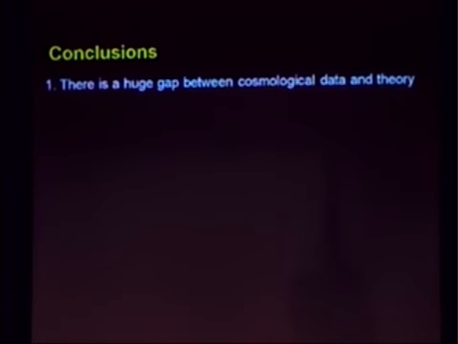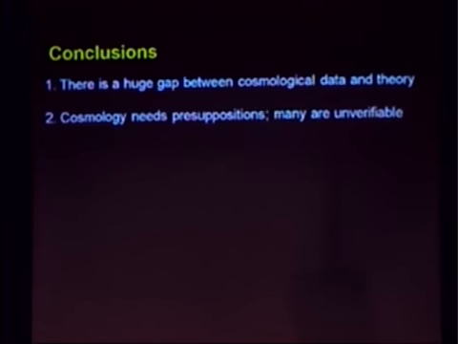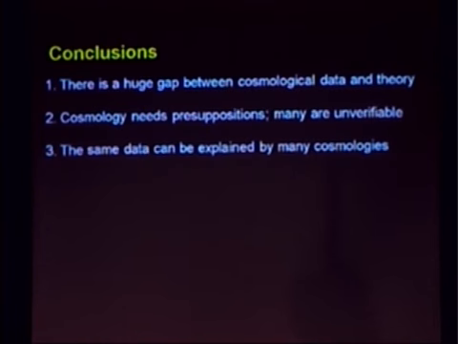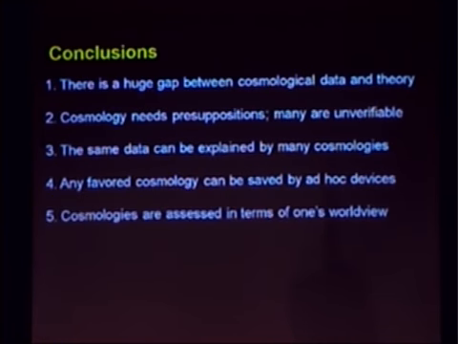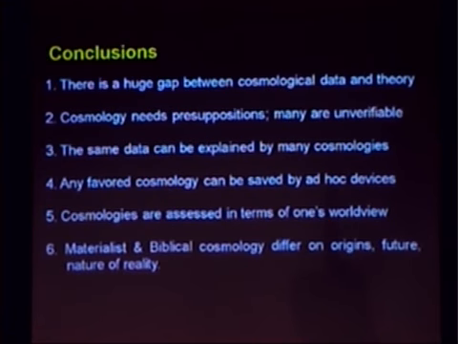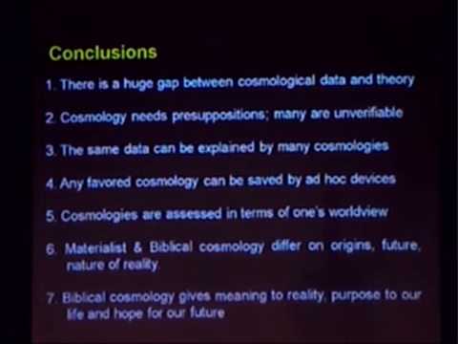So in conclusion, let me say there is a huge gap between cosmological data and theory, that cosmology needs presuppositions, many of which are unverifiable because we can only observe a small part of the universe. The same data can be explained by many cosmologies. Any favored cosmology can always be saved by ad hoc devices. Cosmologies are assessed in terms of one's worldview, and materialist and biblical cosmology differ not just on origins, but also on the future and the nature of reality. So biblical cosmology gives meaning to reality, purpose to life, hope for our future.